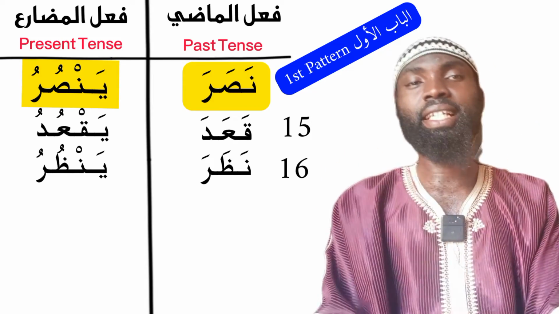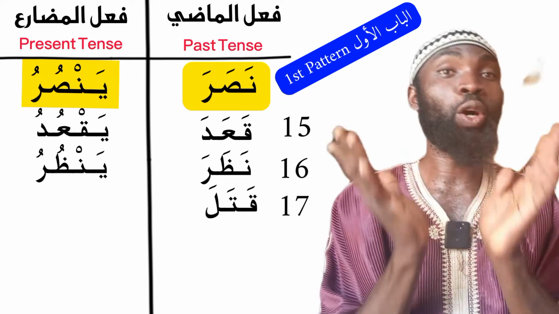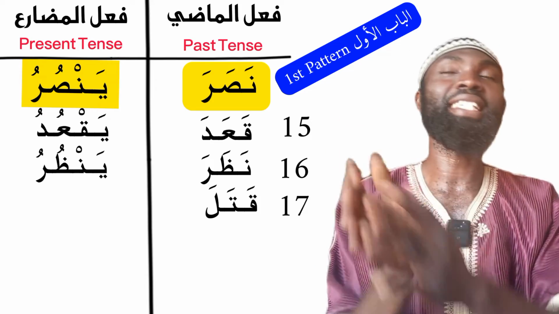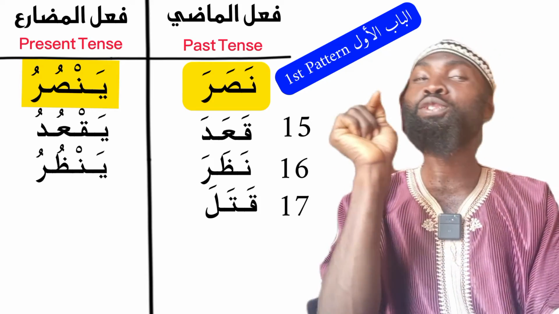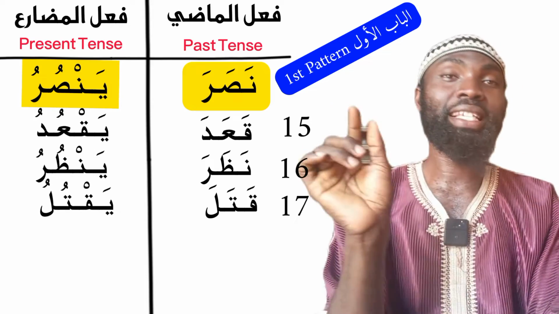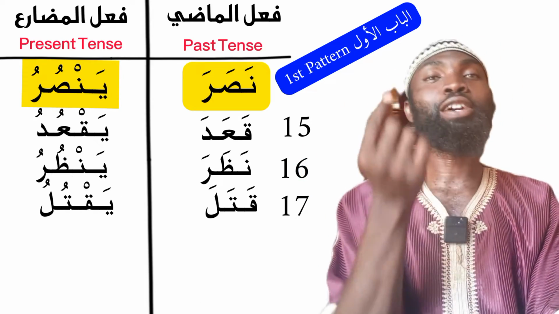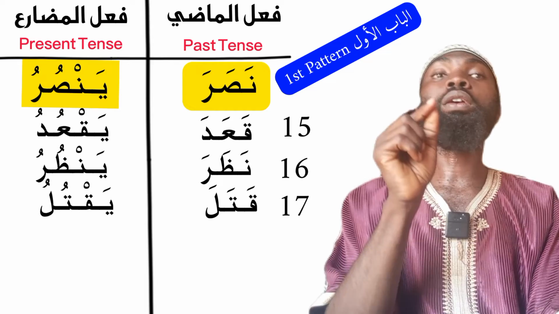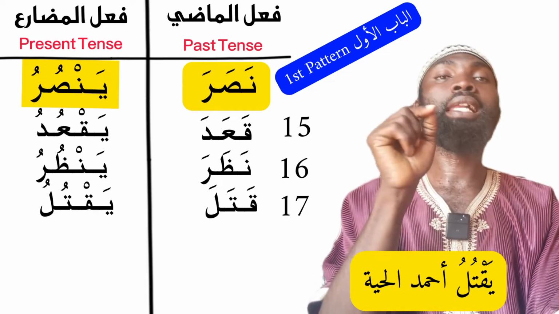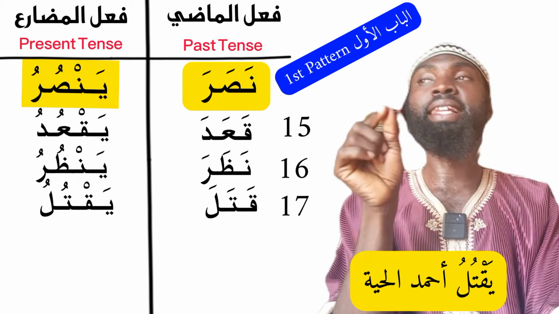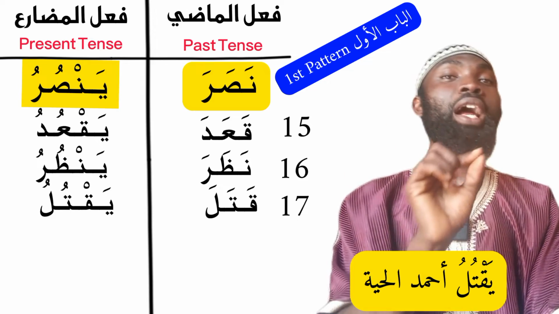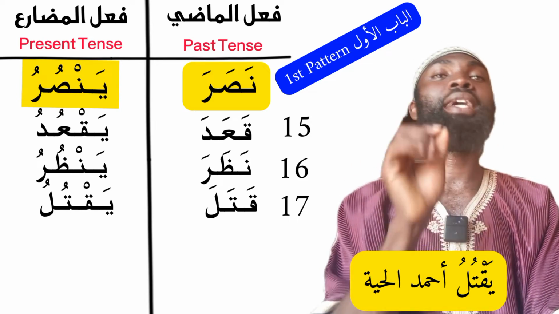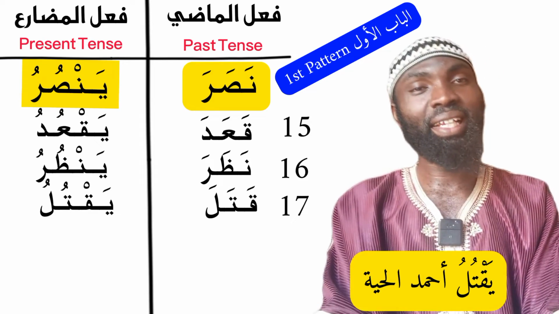Now, another example we can see is qatala. So qatala, the common word, also falls under this pattern. Qatala yaqtulu. We can say the second letter will always carry dhamma. An example, we can say yaqtulu Ahmadu al-hayyata. Ahmad is killing the snake.